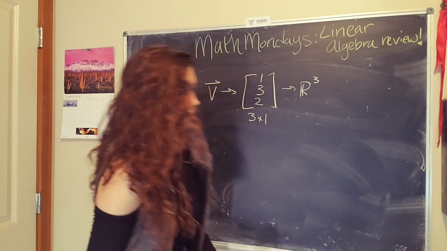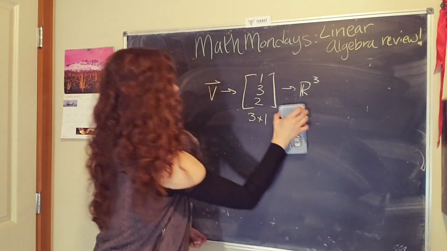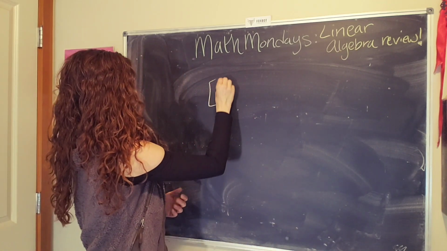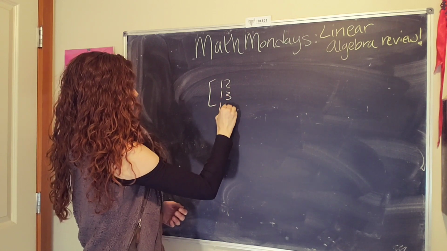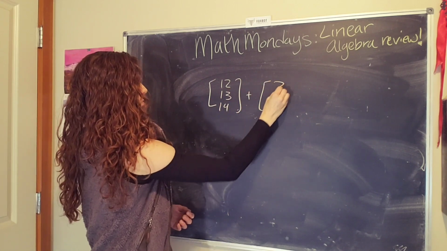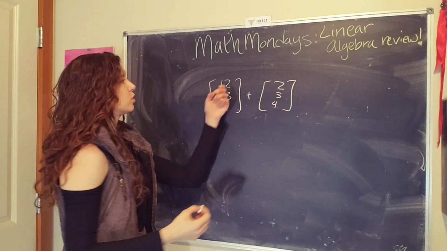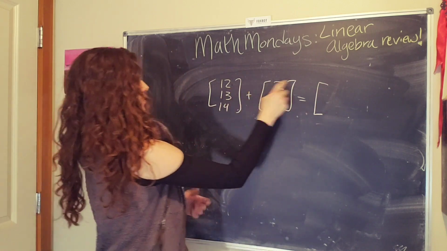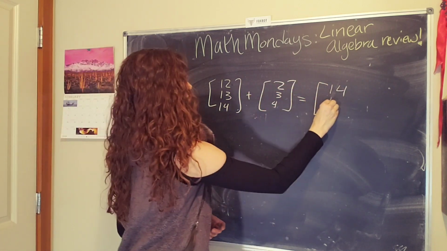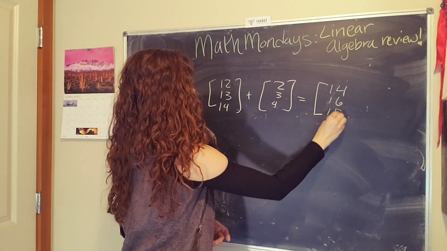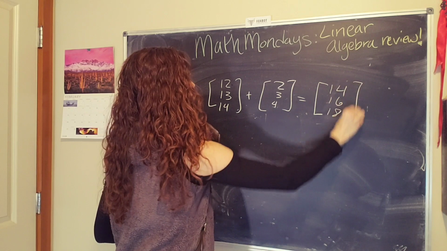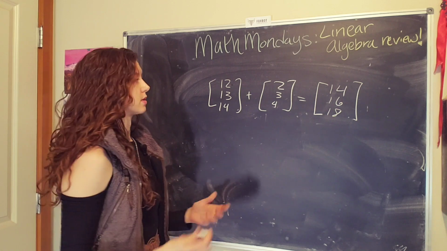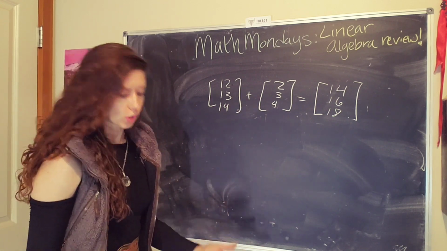All right. So how do we add matrices together? Fortunately, that's pretty straightforward. If we have two vectors, let's say we have 12, 13, 14, plus 2, 3, 4, we just add each of the elements together. So 12 plus 2 is 14, 13 plus 3 is 16, 14 plus 4 is 18. It is important that we have matrices of the same size to do this. And it works in the same way for subtraction.